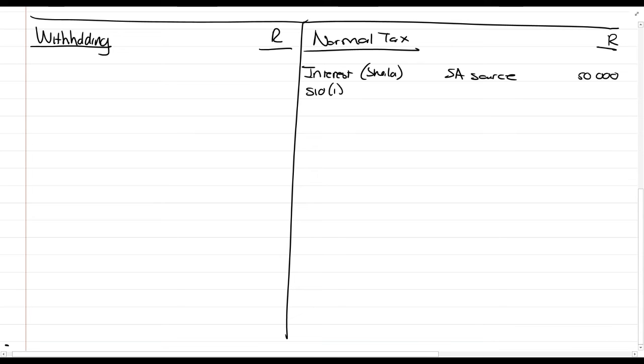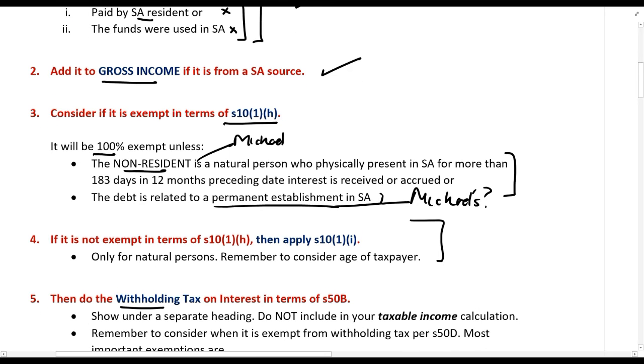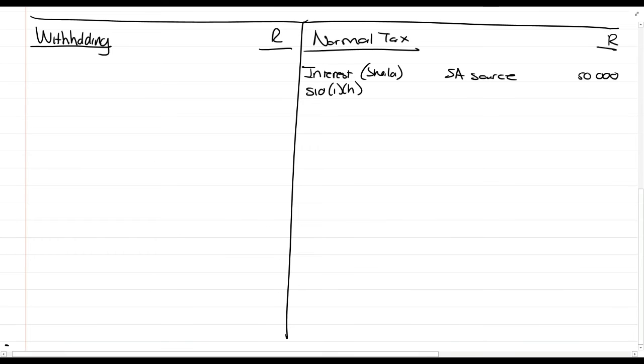Then it tells us, is it from a South African source? Yes, included in gross income. Is it exempt in terms of section 10(1)(h)? Well, in this case, the person was in South Africa for more than 183 days. So that means it will not be exempt. Right, so it will not be exempt in terms of section 10(1)(h). Not exempt as in South Africa more than 183 days.